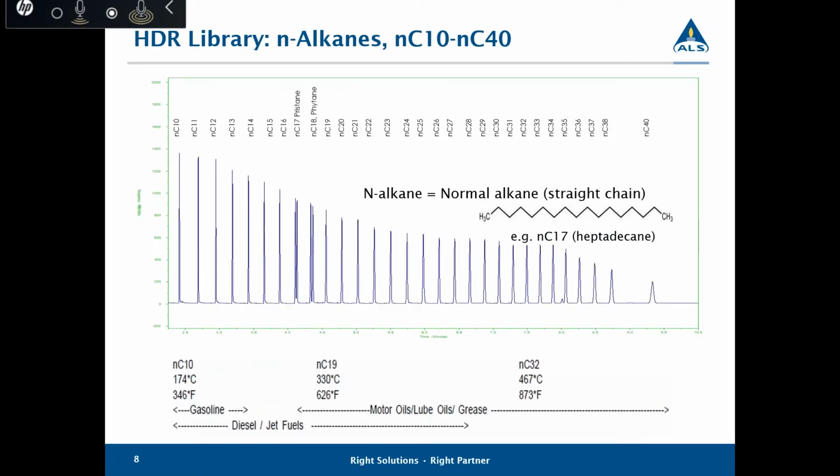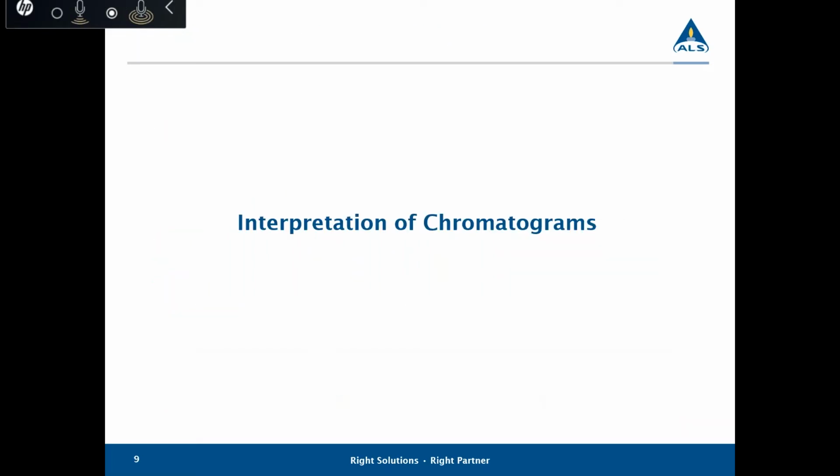In this example, we are looking at the straight alkanes standard from C10 to C40. It is a typical chromatogram which shows the carbon ranges and distribution. Moving forward, we'll look deeper into the chromatograms to see what we can learn from them. Chromatograms are a good example of where a picture is worth a thousand words. There is a lot you can read if you know what to look for.